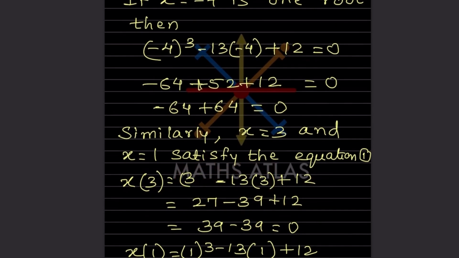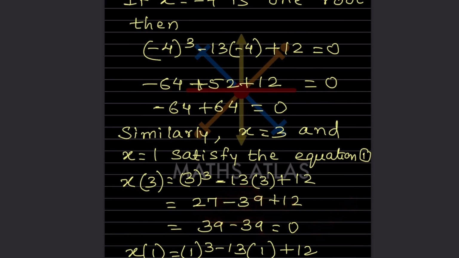So 3 cube means we are going to multiply 3 times, that is 27. This will be 39 and this is going to be 12. So when you add 27 and 12, that is 39, and subtract 39, that is going to be 39 minus 39, that is 0.